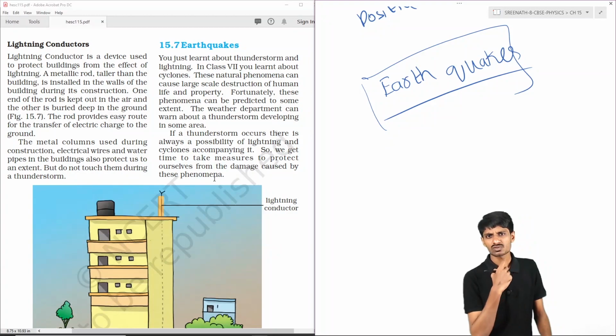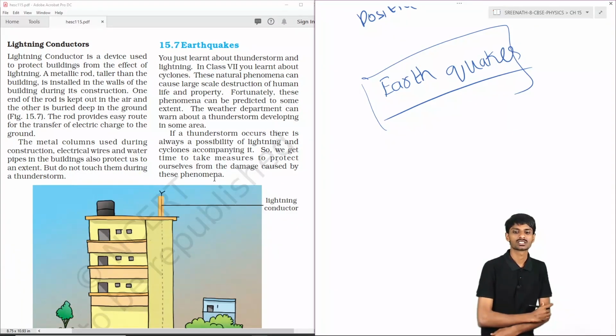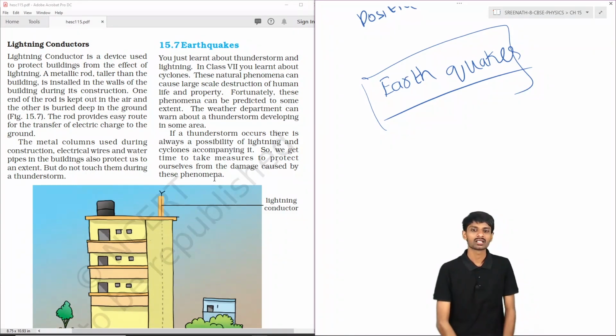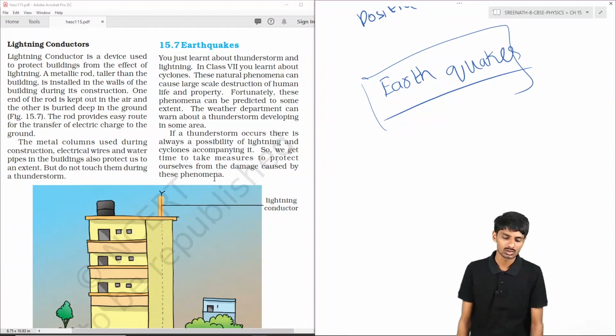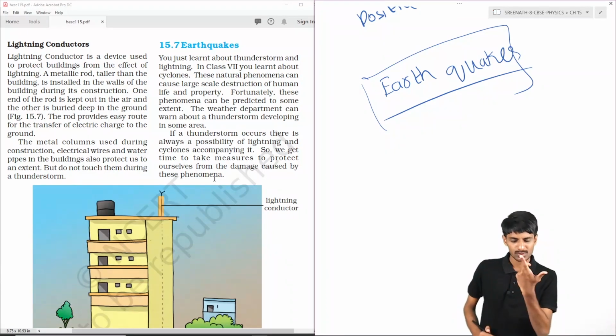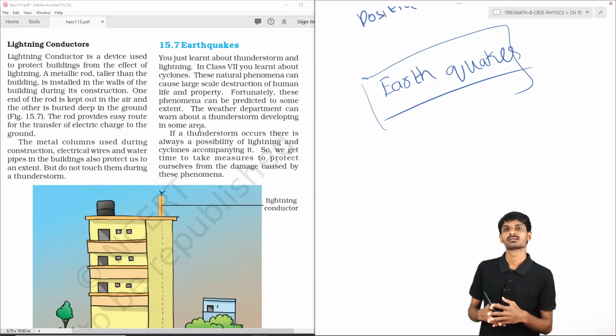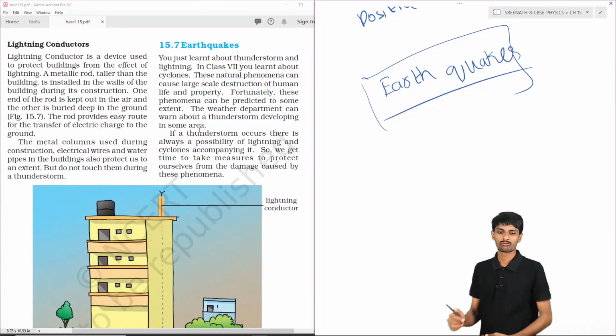Regarding thunderstorms, we can know in which area and at what time thunderstorms will occur. But regarding earthquakes, friends, this is too sad. We can't guess it. We can't predict it. But thunderstorms can be predicted. Weather departments will announce that there will be rain with thunder, so move to a safe place.